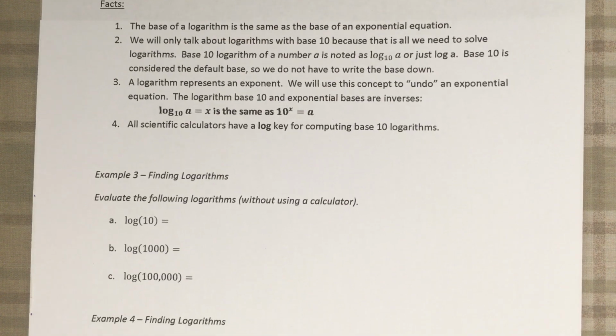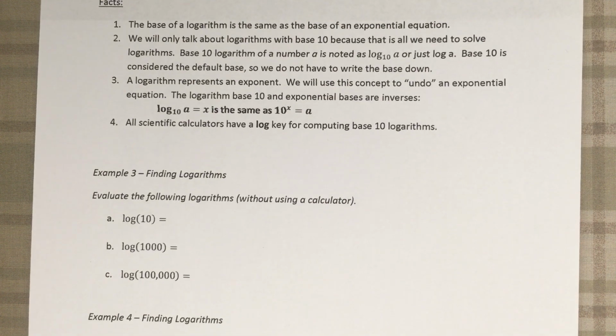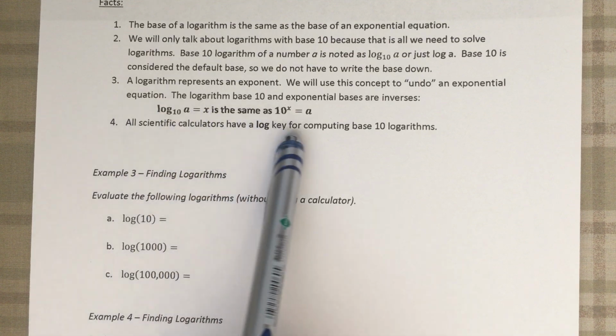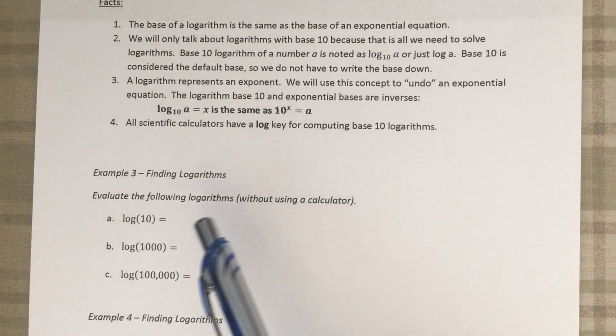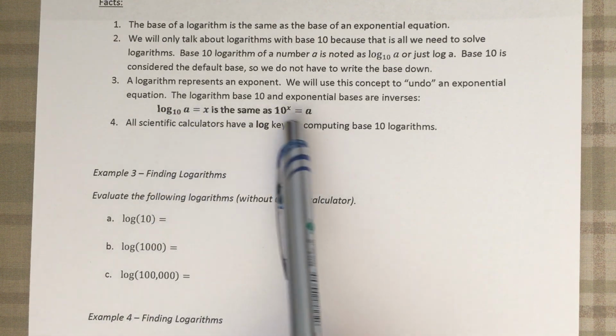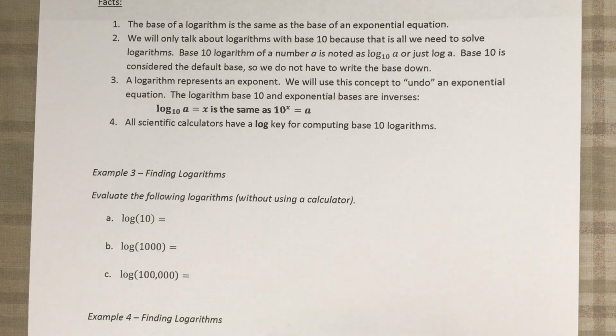All right, so example 3, we're asked to evaluate the following logarithms without using a calculator. So we're being asked to use this property. This is telling us that as we're looking at these, the number that we get on the other side is the same thing as our power would be for our 10.